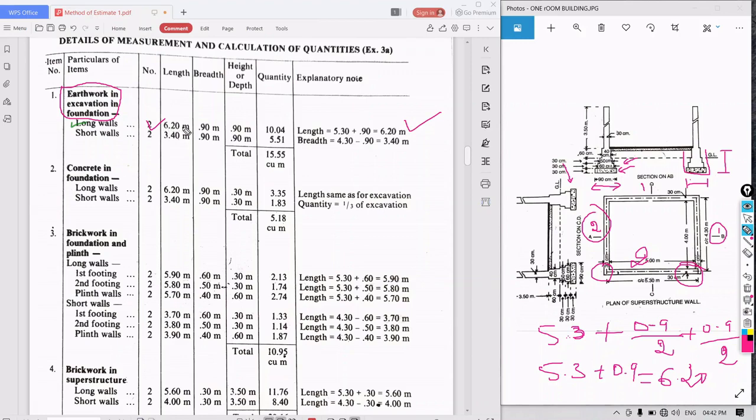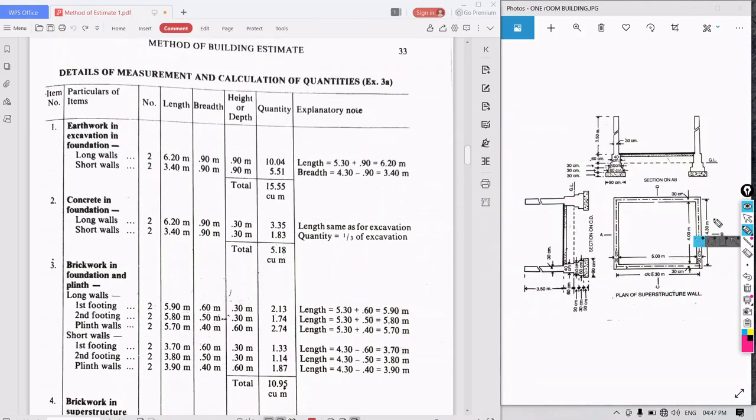See, 6.20 meters. So length is 6.20 meters. What is the breadth? Breadth is 0.90 meters. Whatever the height is, we have to excavate the earth. So what is the height? Up to ground level, that is 30 plus 30 plus 30 till here. So this 30 plus 30 plus 30, the total height we need to excavate the earth, 30, 60, 90, that is 0.90 meter. So multiply all this, you will get the quantity as 10.04.